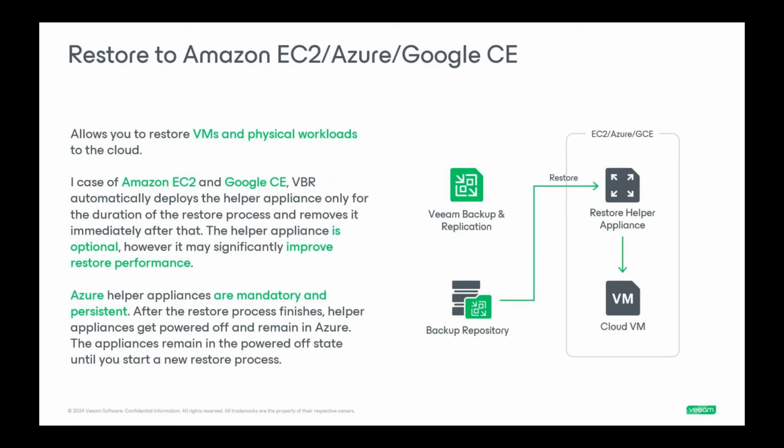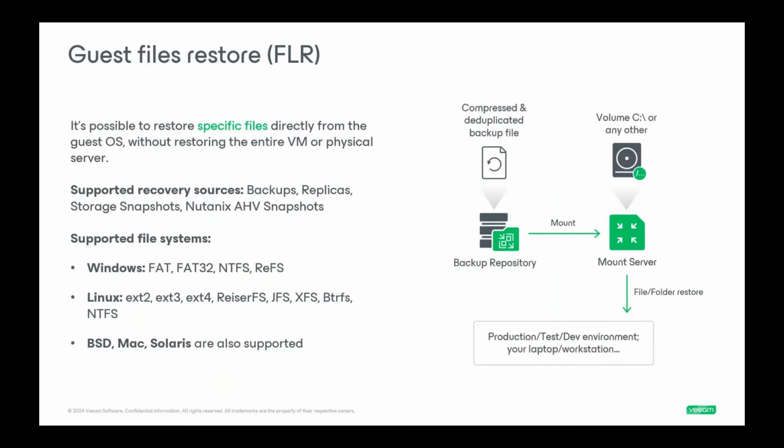There is a helper appliance that can be set up in this process. It helps a lot with the restore performance for cloud restores. So it's not needed, but if you're doing a restore and every minute counts, that's going to help a lot. And that would be set up when you're doing the restore; there's an option to use the helper appliance.